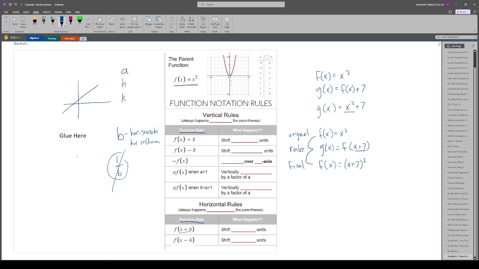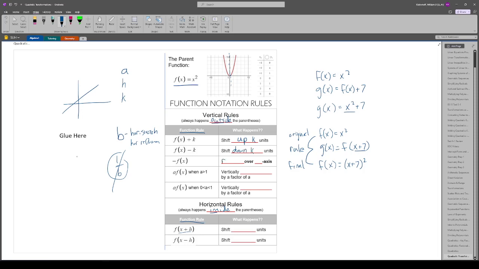Vertical rules happen outside the parentheses, and horizontal happen inside the parentheses. So remember we said that that goes with the idea of vertical affects the output, so it's outside, and horizontal affects the input, or x, so that's inside. So the rules, same exact ones as we had before. F of x plus k shifts up by k units. F of x minus k shifts down by k units.